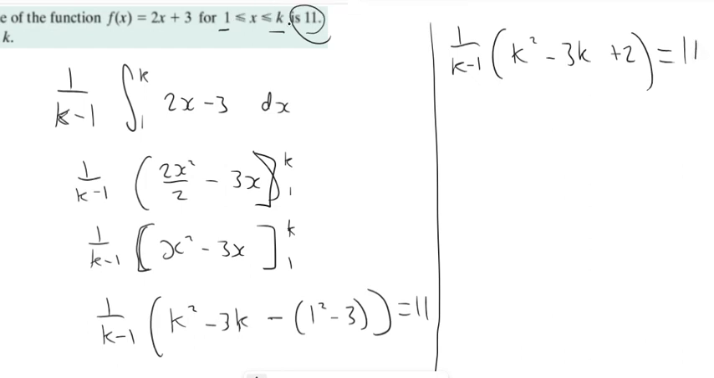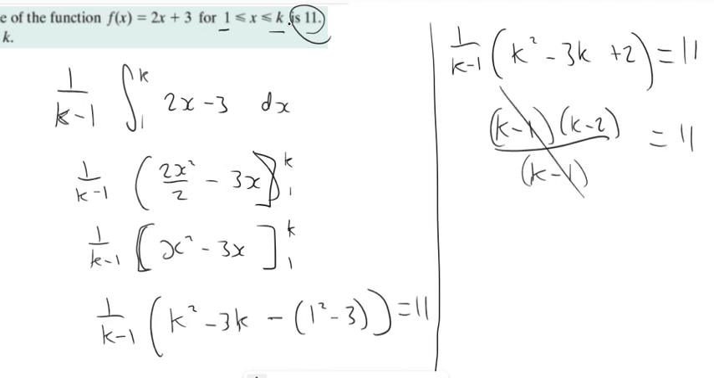Now there's a couple of different ways of doing this. What you could do is bring across the k minus 1 and multiply it on the right hand side, so it'll be 11k minus 11, and then bring everything back over and you can factorize it. Or what I'm going to do is factorize it first. So if I factorize this, it will be k minus 1, k minus 2, and then the whole thing is being divided by k minus 1. So those k minus 1s will cancel out. So we get k minus 2 is equal to 11. So k is equal to 11 plus 2, which is 13. And then that's it. We're done.